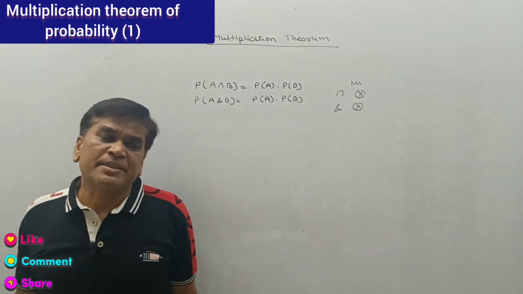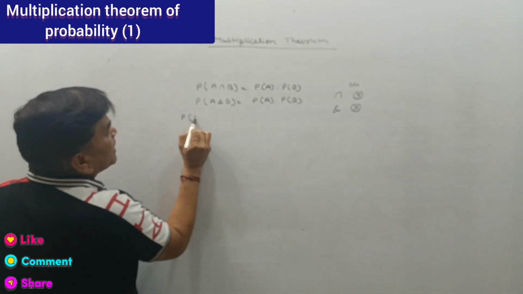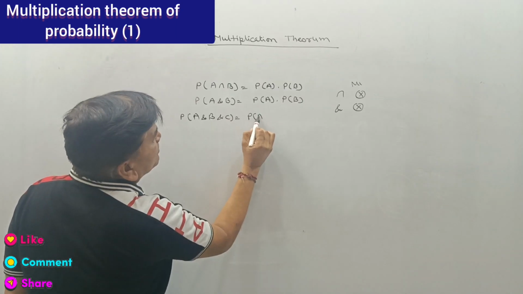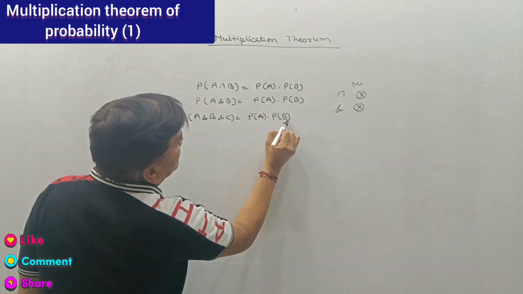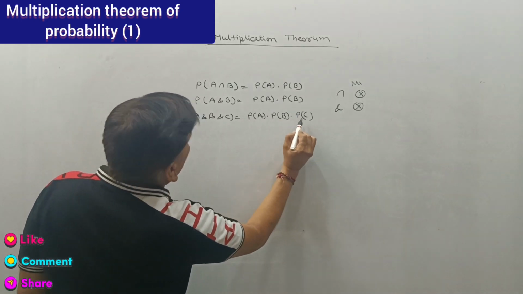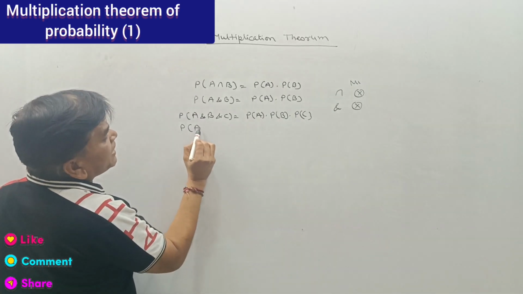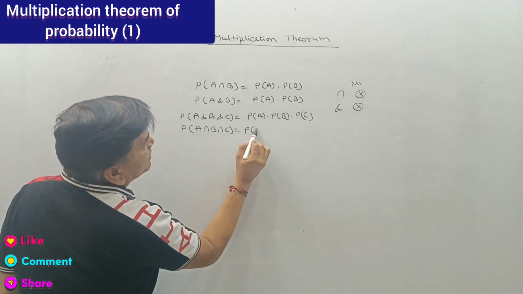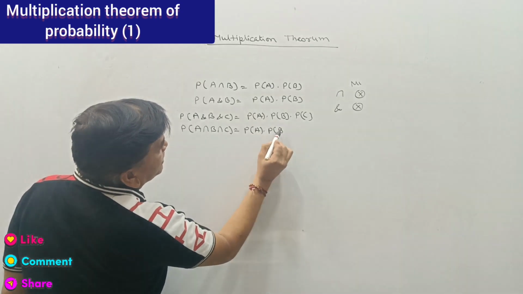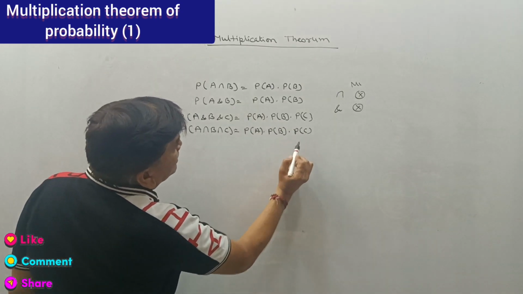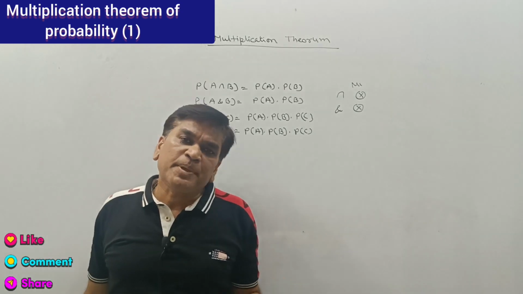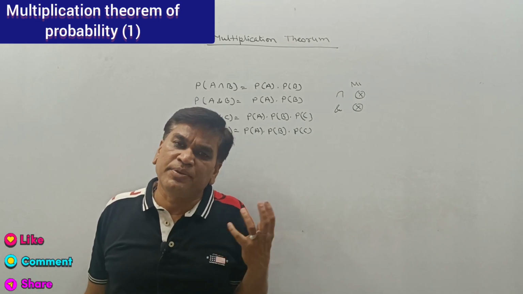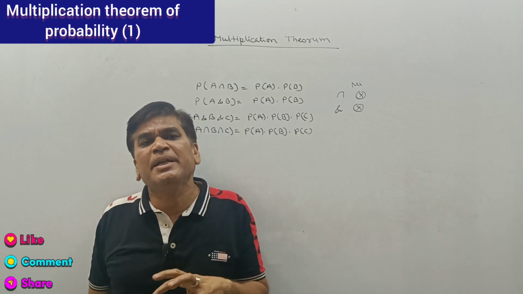If there are 3 events, suppose the probability of A and B and C is to be calculated, then it is the probability of A multiplied by probability of B multiplied by the probability of C. Or we can say the probability of A intersection B intersection C is the probability of A multiplied by the probability of B multiplied by the probability of C. It means we use the multiplication theorem of probability in such a condition where the events are independent with each other.